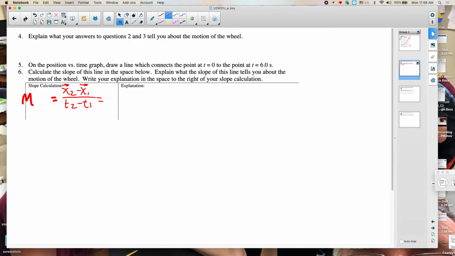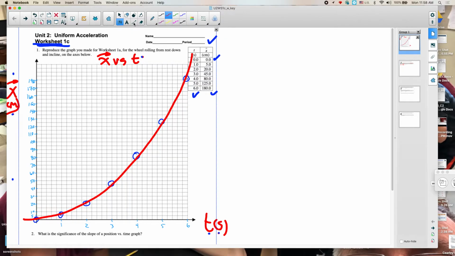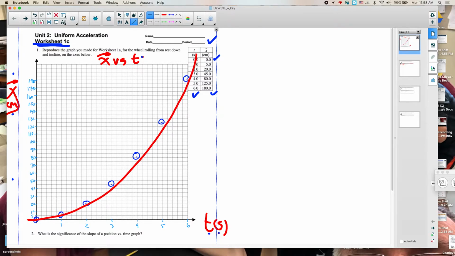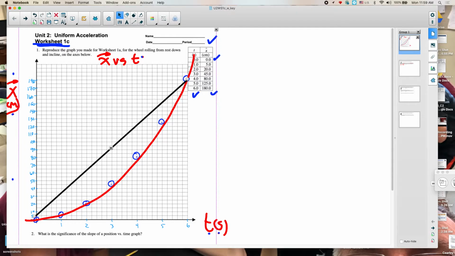On the next set of questions, it says, on the position versus time graph, draw a line from 0 to 6 seconds and then calculate the slope of the line in the space below. So to draw that line, you're going to want to pull out a ruler or use a drawing tool like a line from Kami, or I'm going to use this one on Notebook. I'm literally going to connect my points from 0 to 6 seconds. At time 0 we're at position 0, and at 6 seconds we're at 180 centimeters.